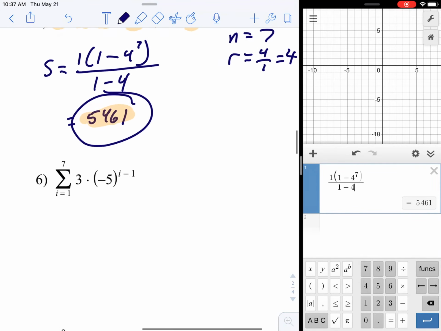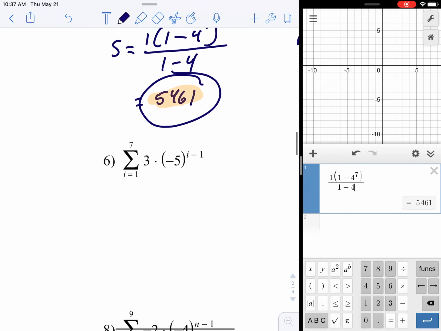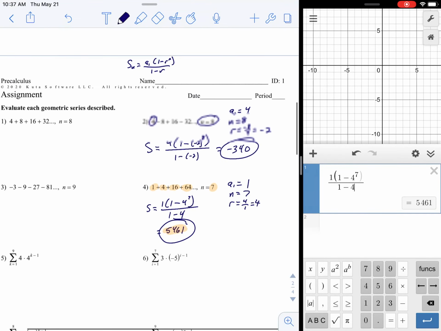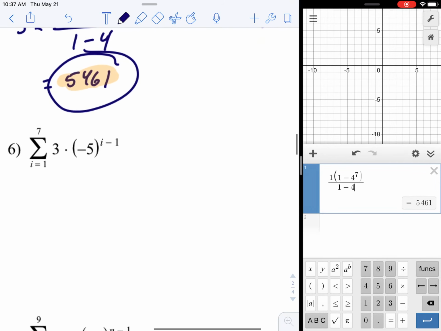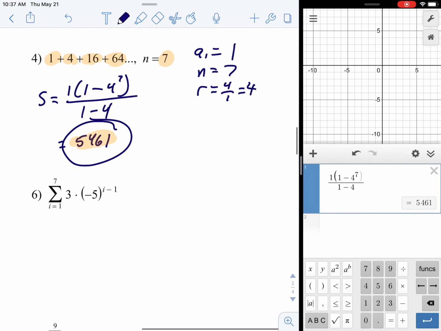So once again, I'm going to write the formula. It's up there. I'll just keep scrolling up and down. We need the same 3 things. We need A1, N, and R. Okay, so what's A1? This is actually the most complicated part. A1 is what you get when you plug a 1 in and work it out.